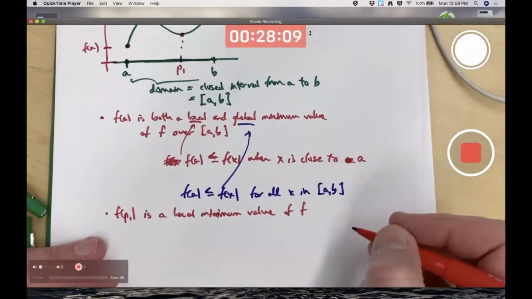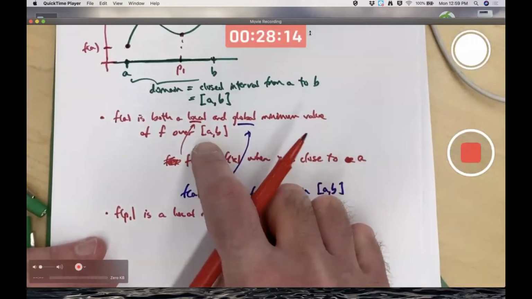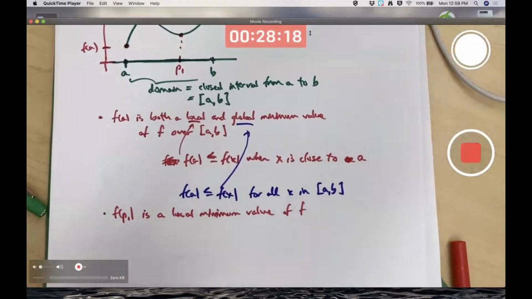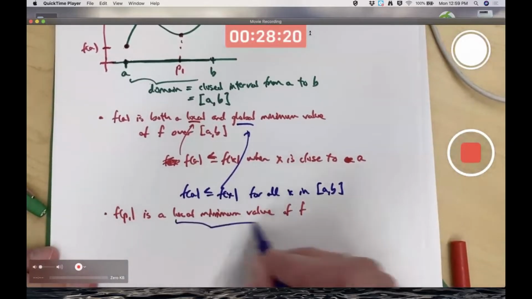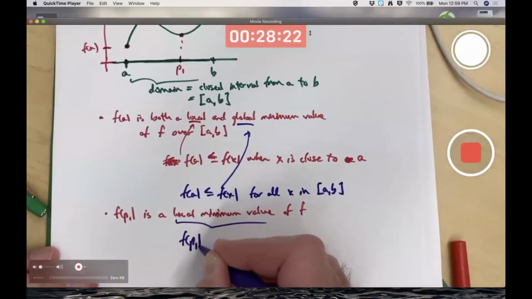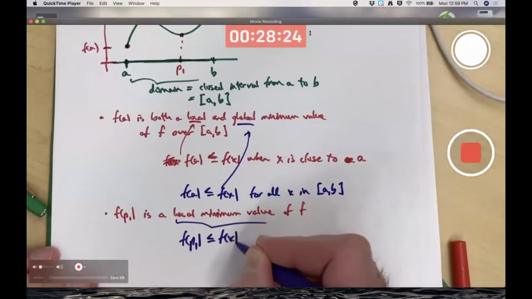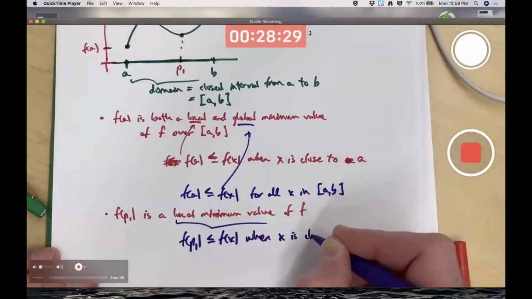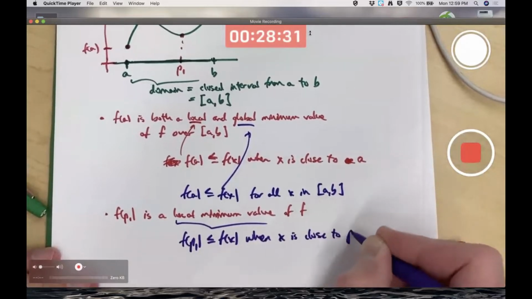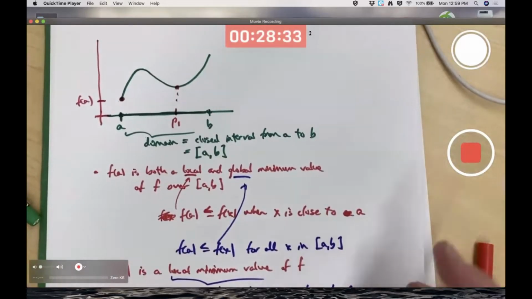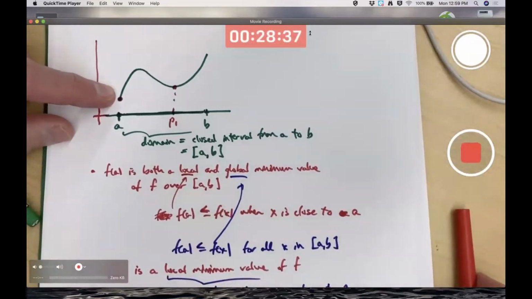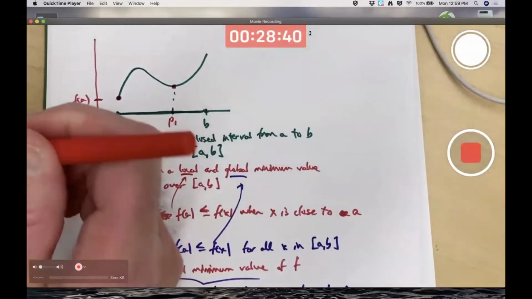I'm not going to say over the interval from a to b. The global back here really refers to the entire interval. I'm just going to say it's a local minimum value of f. In other words, f of P1 is less than or equal to f of x when x is close to P1. How close? Well, close enough that you don't get close to these outputs over here that are lower than f of P1.